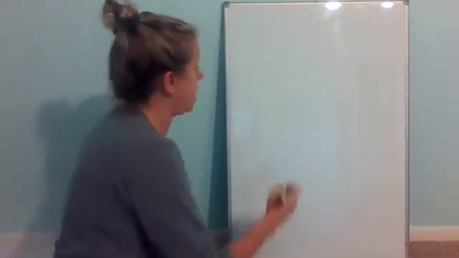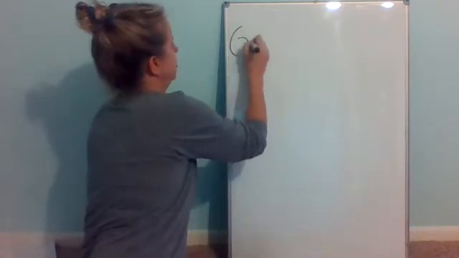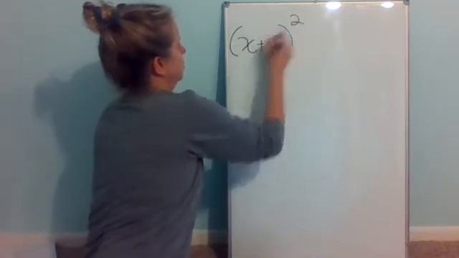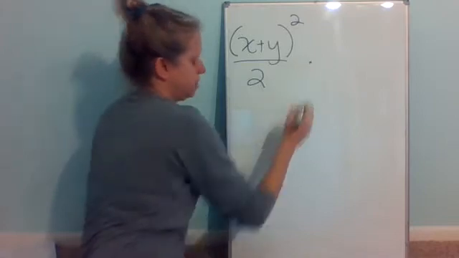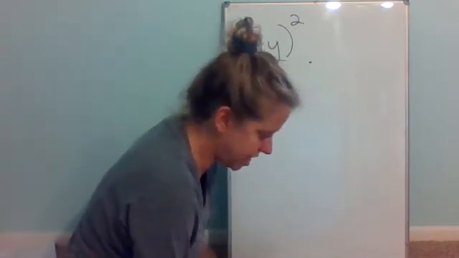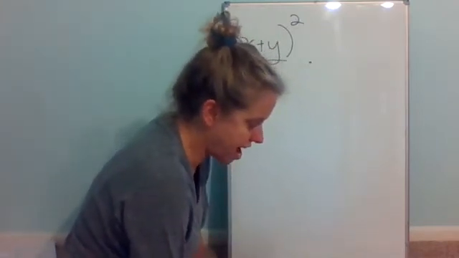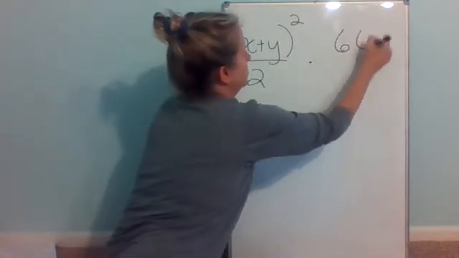All right, number 3, you've got (x plus y) squared over 2 times 60 over 5 times (x plus y).